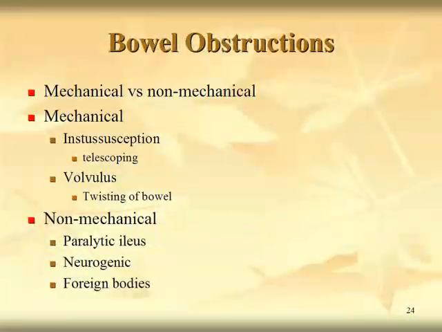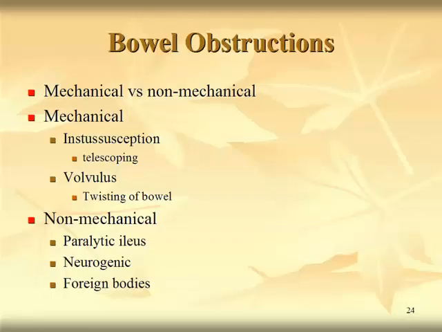Bowel obstructions is the next disorder that we're going to talk about. Patients may have mechanical or non-mechanical. Mechanical examples would be intussusception, which we're going to see a picture of, where the bowel actually telescopes in upon itself, which obstructs the bowel. A volvulus is a twisting of the bowel, and non-mechanical types of obstructions would be paralytic ileus, which we talked about with peritonitis, neurogenic bowel problems, or a foreign body in the bowel or something like that.